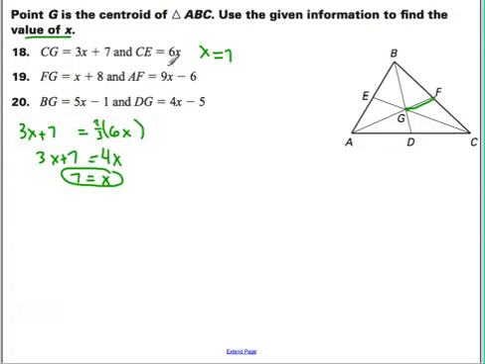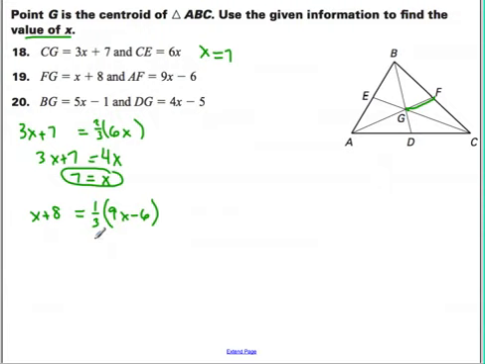Number 19, FG, that's from here up to here, is x plus 8. AF, the whole thing, is 9x minus 6. So 9x minus 6 is the whole thing. Then we talk about x plus 8. X plus 8 is the 1/3 versus the whole thing. So we're actually going to take 1/3 of the big piece equals the small piece. Two ways you could do this. You could either multiply both sides by 3, or since both the 6 and the 9 are divisible by 3, we could just do that.